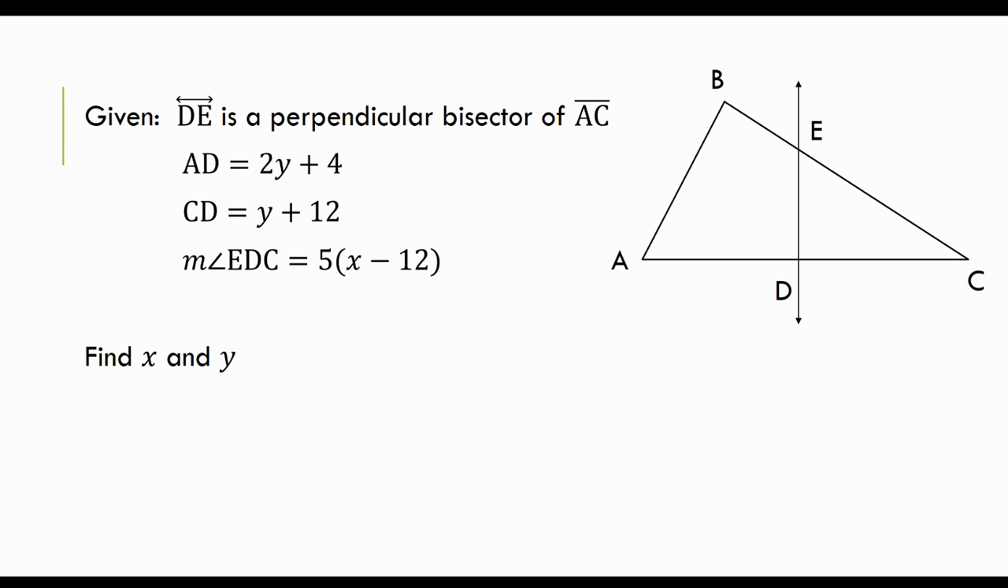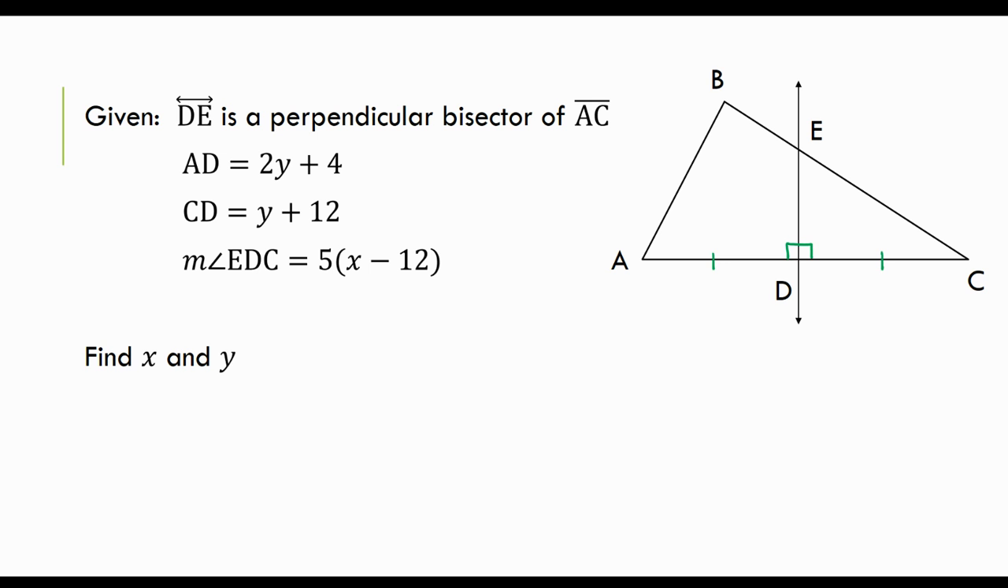Perpendicular means that we're forming right angles. So if DE is perpendicular to AC, notice that it's right here at where D is, that it's creating these right angles. But it's also a bisector of the segment AC. So if AC is being bisected, that means that it's being divided into 2 smaller congruent pieces. So AD and DC get to be marked the same.